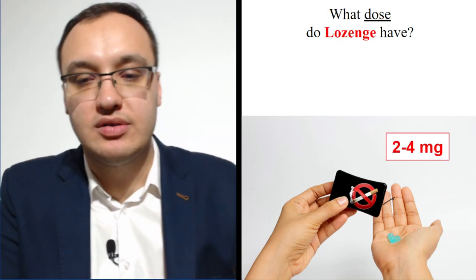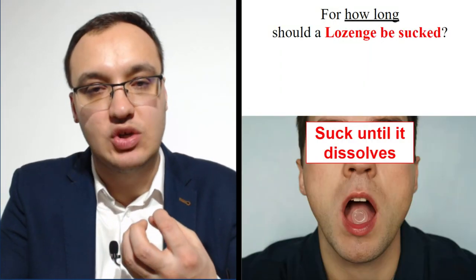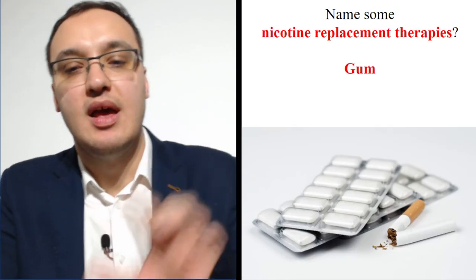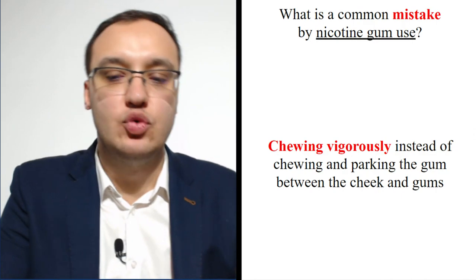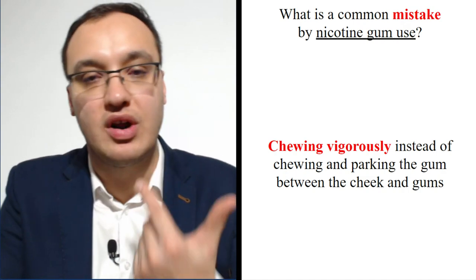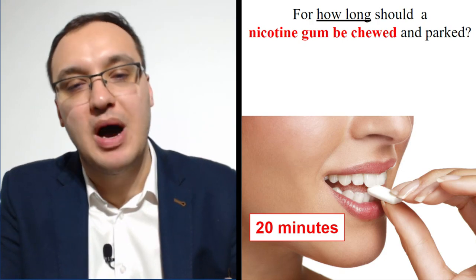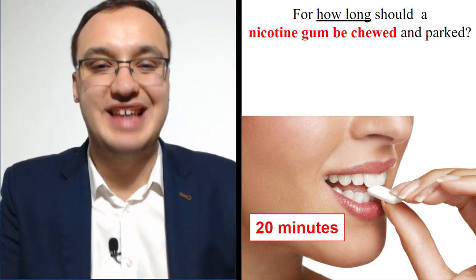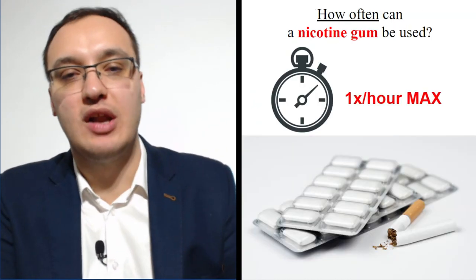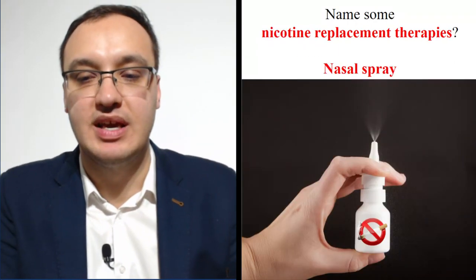Lozenges, this is oral medication. These have doses of 2 to 4 milligrams usually, and you suck it until it dissolves in your mouth, and you take it maximally 1 time per hour. Then the gum is 2 to 4 milligrams also. You don't chew it vigorously, instead you chew it and you leave it between your gum and your cheek, and you can leave it there for about 20 minutes, and you will get some hot peppery taste. Okay, and the dose is here one per hour maximally. So this hot peppery taste is a sign that you're absorbing this medication.